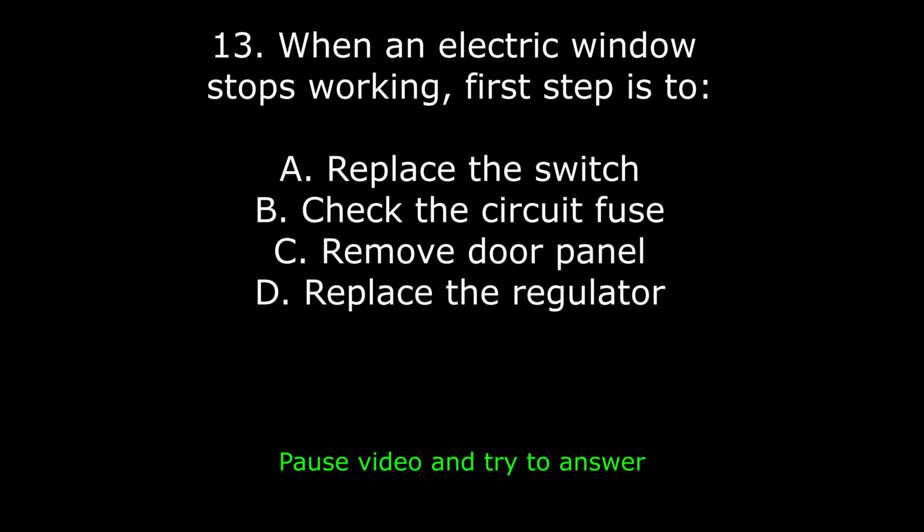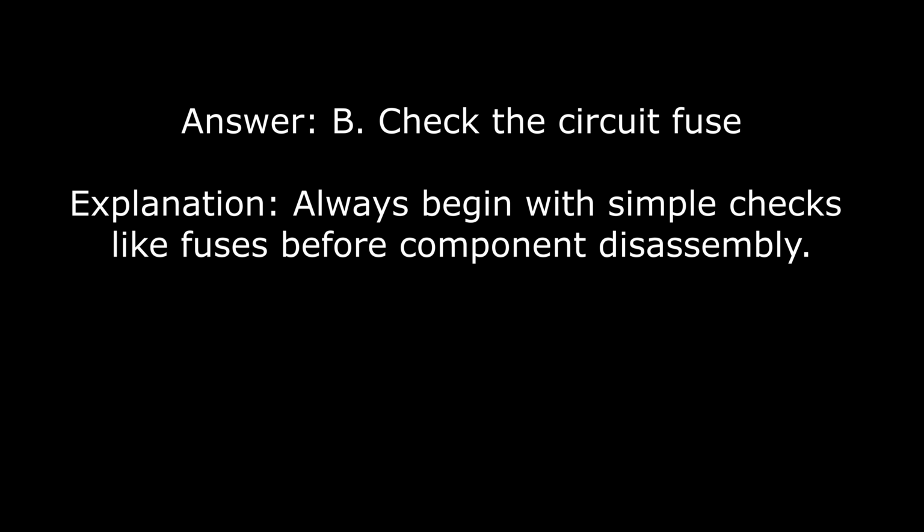13. When an electric window stops working, first step is to A. Replace the switch, B. Check the circuit fuse, C. Remove door panel, D. Replace the regulator. Answer is B. Check the circuit fuse. Explanation: always begin with simple checks like fuses before component disassembly.